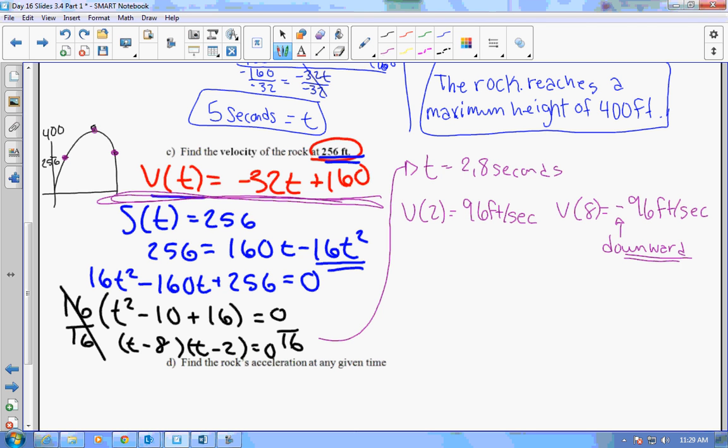So, if we were to write our answer in a complete sentence, we say the velocity of the rock at t equals 2 is 96 feet per second. And when t equals 8, the velocity is negative 96 feet per second because it's traveling downward.